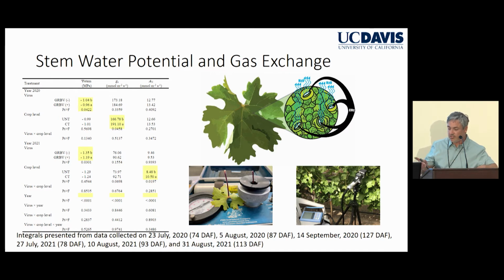And then also highlighted, the box has shifted a little bit, but the years were significantly different between 2020 and 2021. And then as far as crop level, we did see an effect on the stomatal conductance, that's the column labeled GS, in 2020 only, and then in 2021, we've seen a significant increase in the net accumulation of carbon for those cluster thin vines.